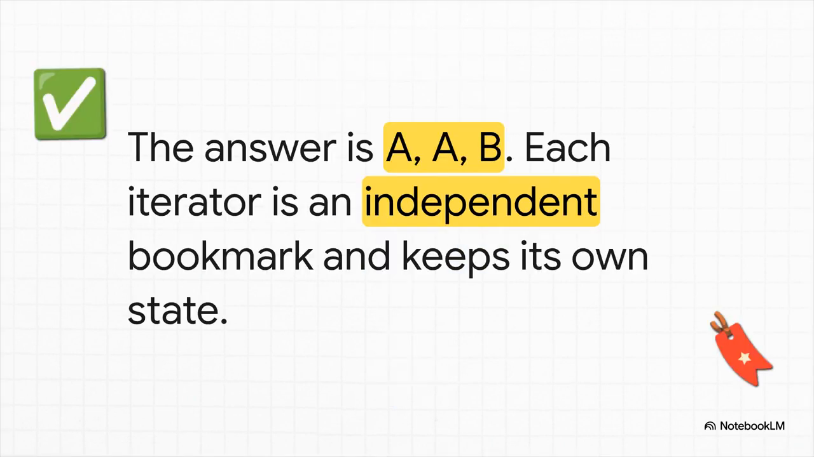Okay, if you guessed A, B, you got it. And this really drives home a key point. Every single time you call iter, you get a brand new, totally independent bookmark. Moving one forward has absolutely no effect on the other one.